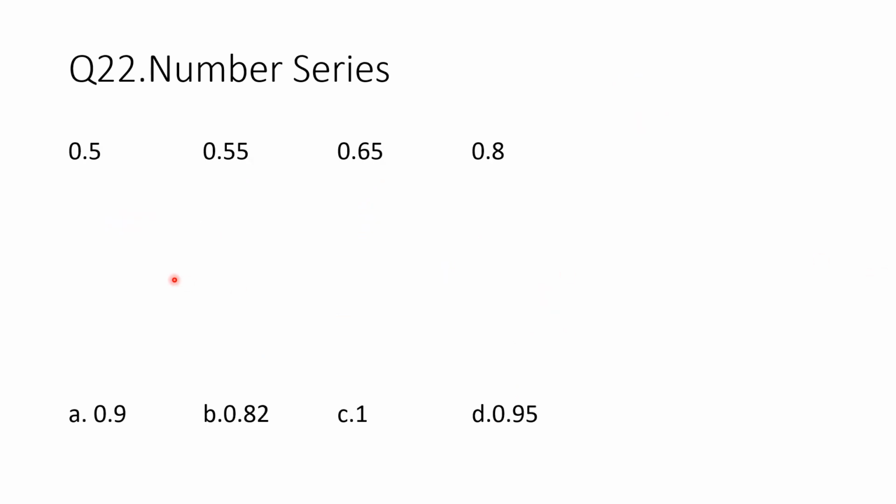So question number 22, here 0.5, 0.55, then 0.65 and then 0.8. If you see this, पहले ही दिखता है कि अच्छा ये fractions हैं या फिर decimals दिख जाते हैं. कभी कभी हम घबरा जाते हैं ये देख के, लेकिन घबराने की कोई बात है नहीं इसमें. It's a very simple question. So let us see how we can go about it.